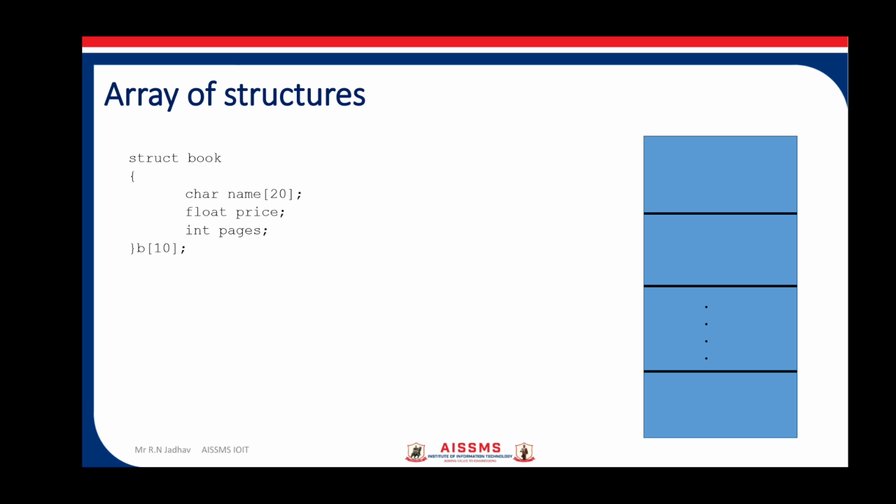blocks for 10 books. So the first block will be accessed as b of 0, as we know, an array always starts with index 0. The second block is accessed as b of 1. Likewise, the last block will be accessed as b of 9. So each block will have the structure elements name, price, and pages.